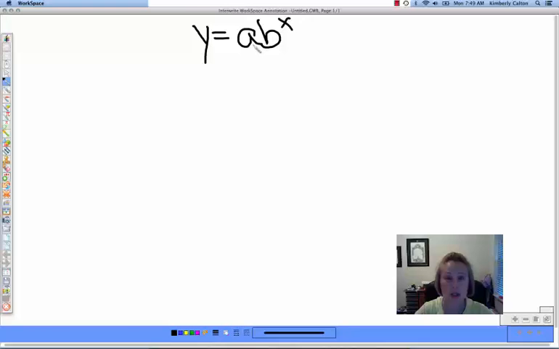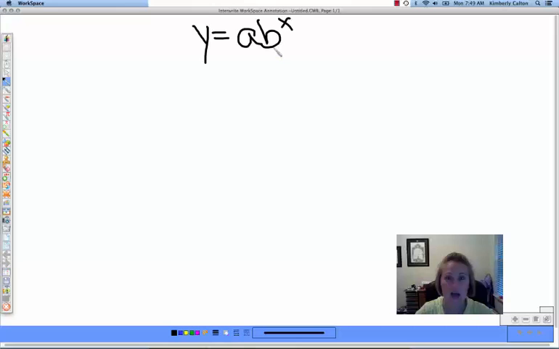Remember, a is our initial value, or where it crosses on the y-axis, and b is our growth rate. And remember, if b is greater than 1, then it will be growth, and if b is between 0 and 1, it will be decay. And then, of course, x is our exponent to show it's exponential.